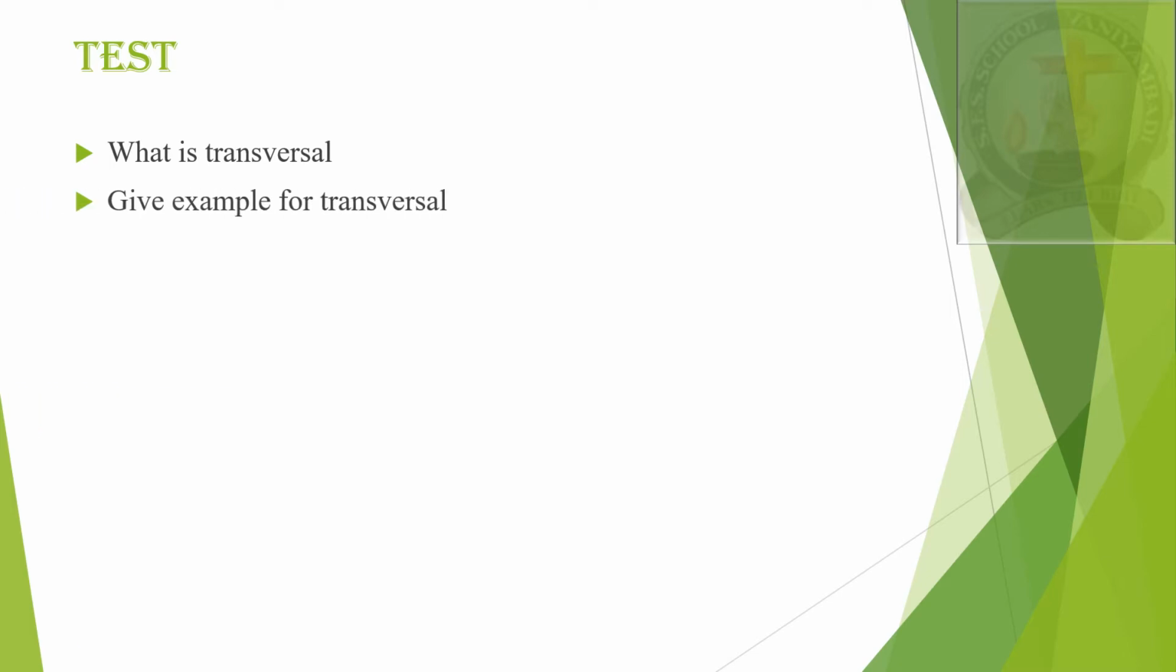Let us start today's online class with a small test, children. For this, I request all the children to take a note, copy the questions and start writing the answers on your own. First question: what is a transversal? Second question: give an example for a transversal. We can draw any picture or give any example from day-to-day life that we see. The picture is enough. And for the first question, write the definition of a transversal.